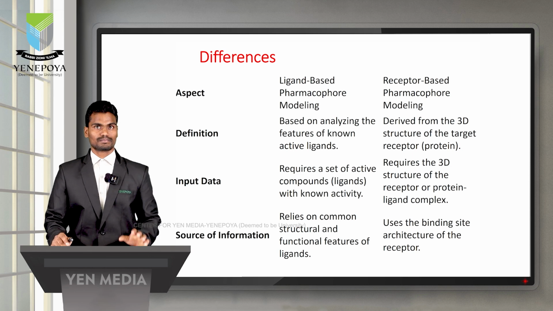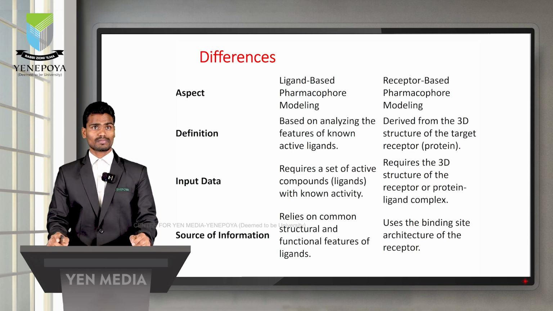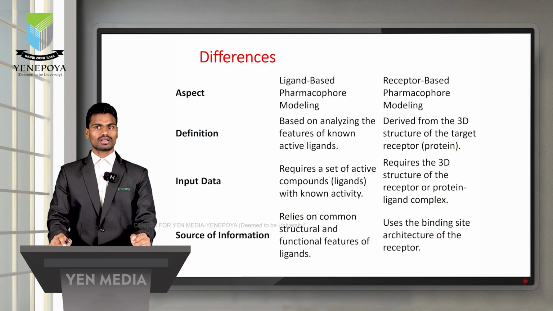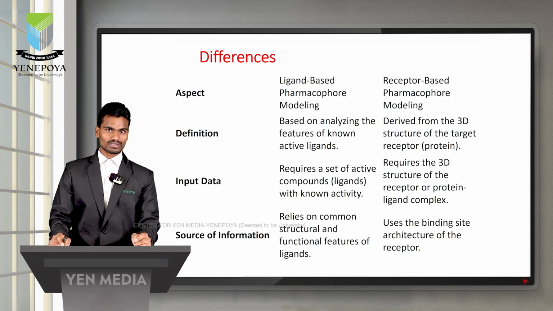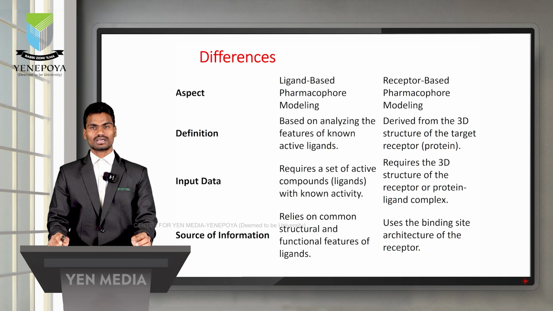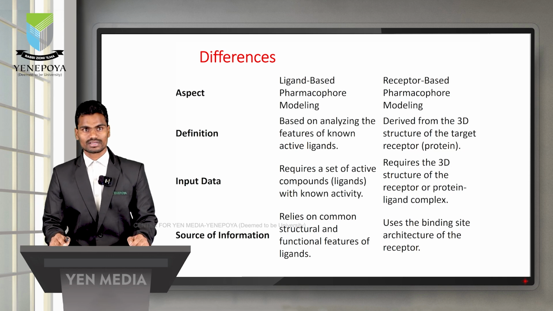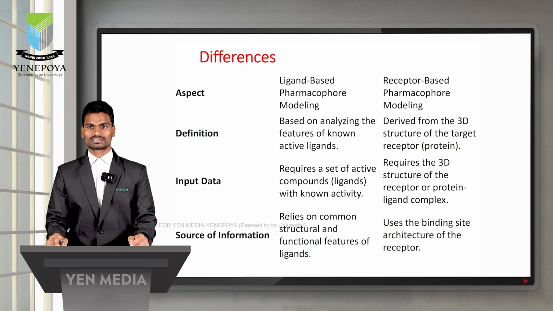And this is the basic difference between ligand-based pharmacophore modeling and receptor-based pharmacophore modeling. In ligand-based pharmacophore modeling, we require a set of active compounds with known activity, whereas receptor-based requires the 3D structure of the receptor protein-ligand complex. As for the source of information, ligand-based pharmacophore modeling relies on common structural and functional features of the ligands, whereas receptor-based pharmacophore modeling uses the binding site architecture of the receptor.